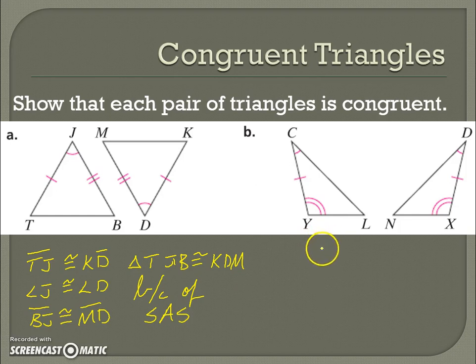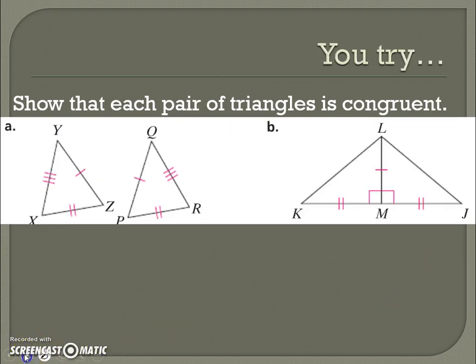Take a look at this one right here. C is congruent to D, CY is congruent to DX, and Y is congruent to X. So this means that these two triangles are congruent. I know I'm kind of skipping here, but it's for the sake of time. Triangle CYL is congruent to triangle DXN by ASA, angle, side, angle. Here's one for you to try. The answers will be up in 3, 2.